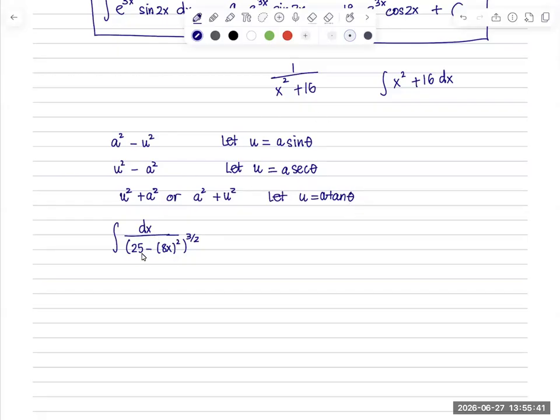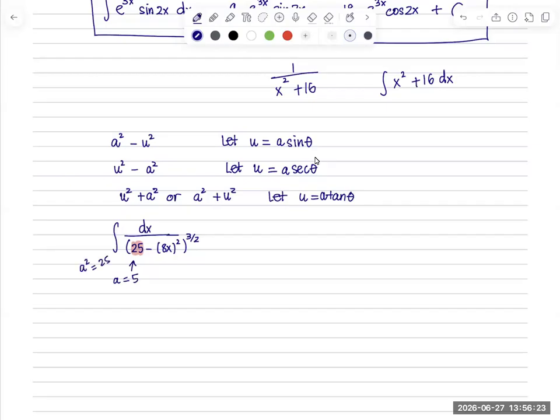So I have dx over (25 minus 8x squared), and the whole thing to the power 3 over 2. I do see a number squared, since 25 is a perfect square, 5 squared. So it's a number squared minus a variable squared. Number minus variable, so I'm going to let that variable, whatever is under the square, equal a sine theta. Now we're going to figure out what our a is. Our a will be the square root of that number, so a is 5 because a squared is 25.